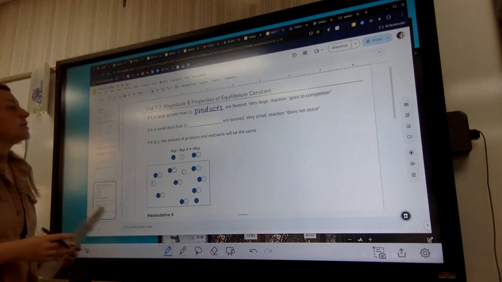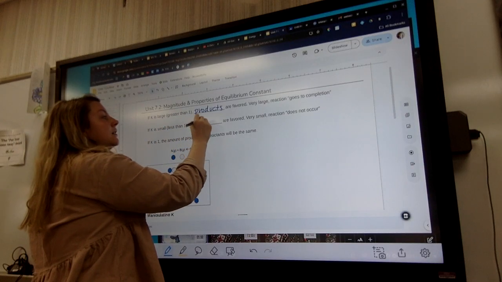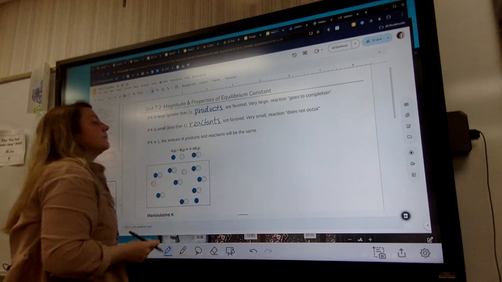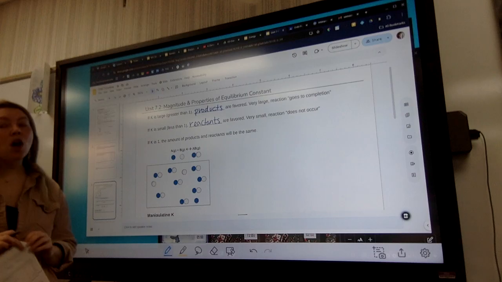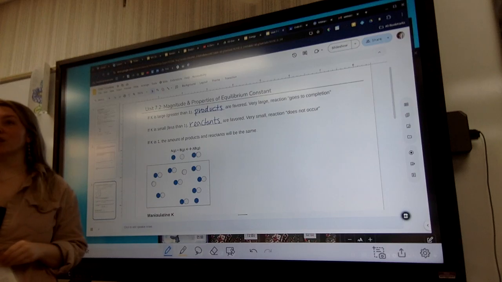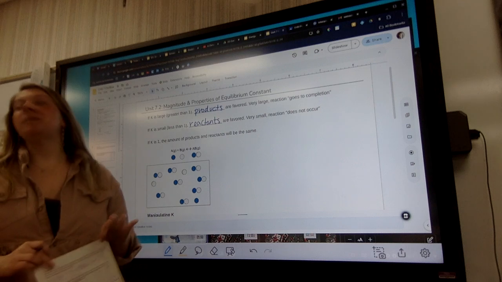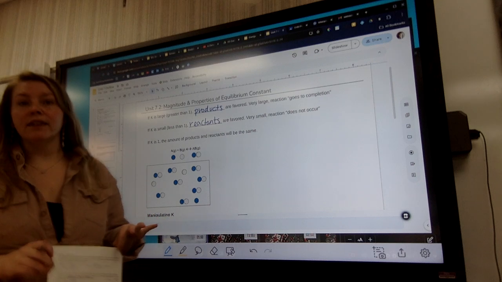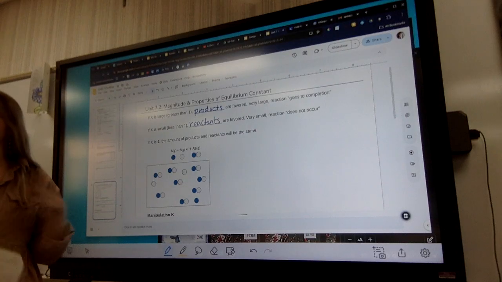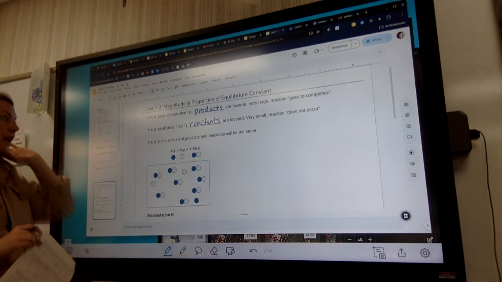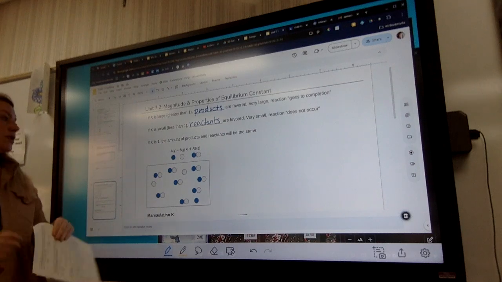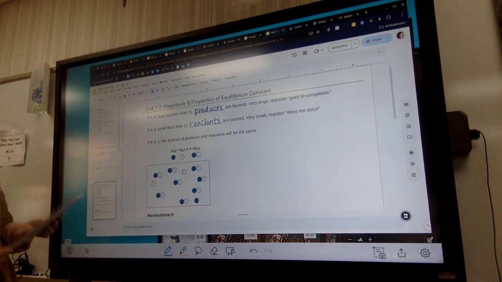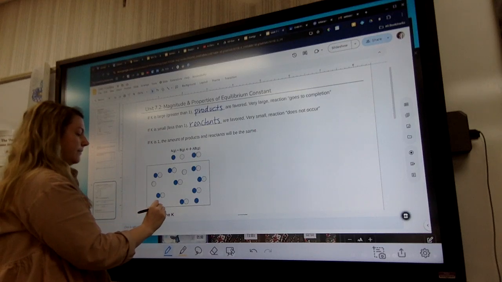So if K is really small, the reactants are favored, okay? So anything less than 1. If it's very small, we just say the reaction does not occur. So this is like if it's times 10 to the negative 10th. That's extremely small. It's basically not happening at all. The reaction's not occurring. If K is 1, the amount of products and reactants will be the same, because K is just a ratio. So this is at equilibrium.